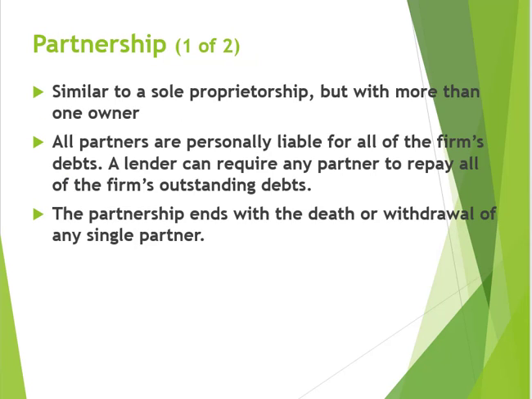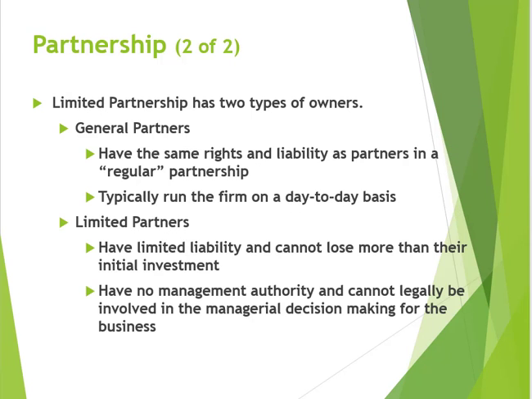Partnerships are similar to a sole proprietorship, except we have more than one owner. All these partners are personally liable for all of the firm's debts. So again, probably the worst person to be would be the wealthiest partner, because you have more assets to contribute than anybody else. And of course, just like with the sole proprietor, the partnership ends with the death or the withdrawal of a single partner. Now, there are two kinds of partnerships. There is a general partnership and a limited partnership.